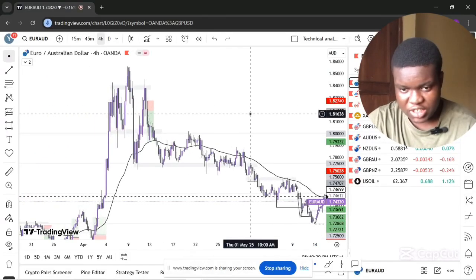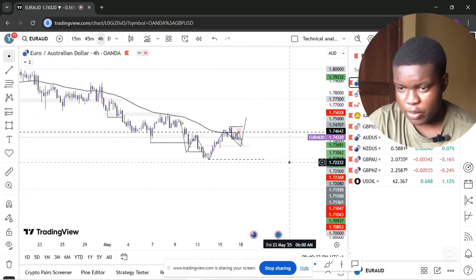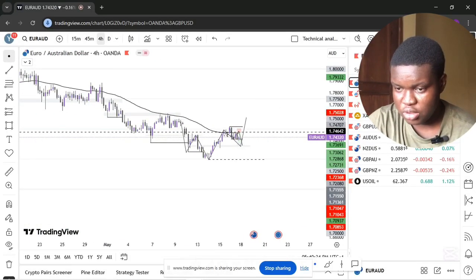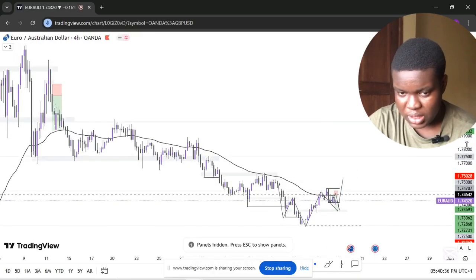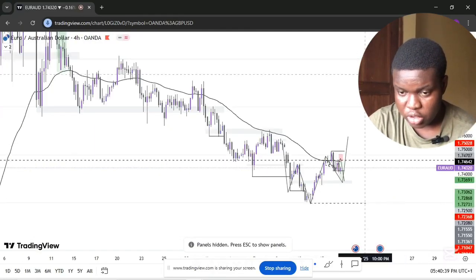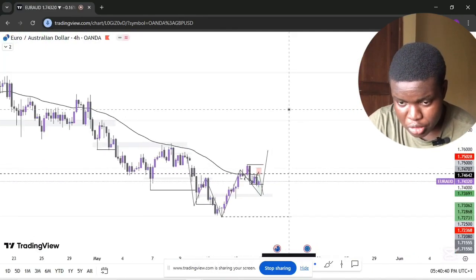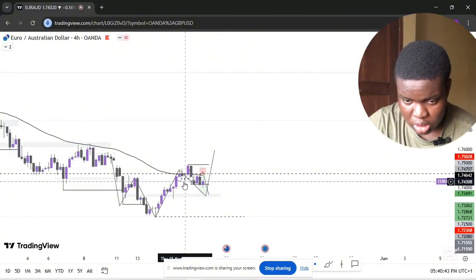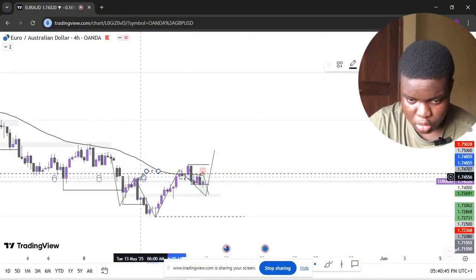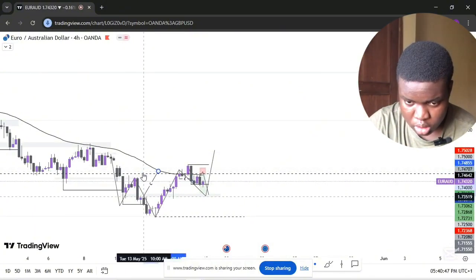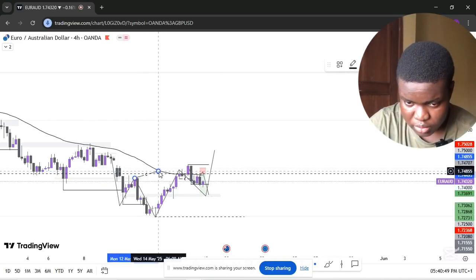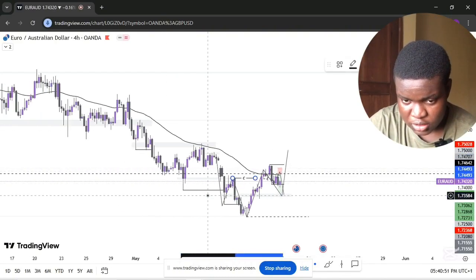So guys, as you can see on my screen, the first pair I have on my watch list is Euro AUD. And let me mark out what I'm seeing on Euro AUD currently. So on Euro AUD, you can see a switching structure, and we're expecting some buys for this coming week. Let me first of all mark out the structure together with you guys.